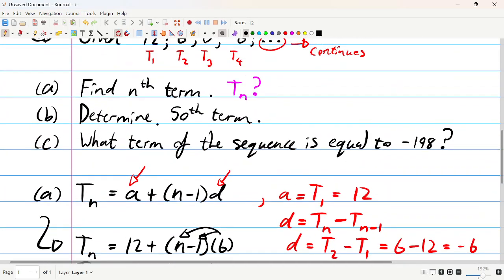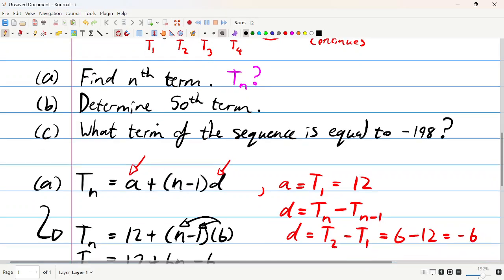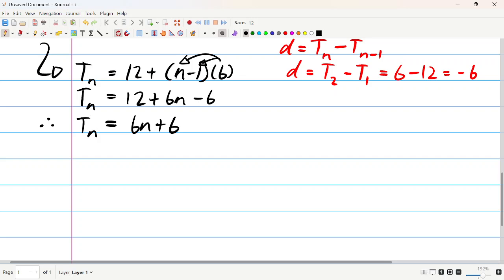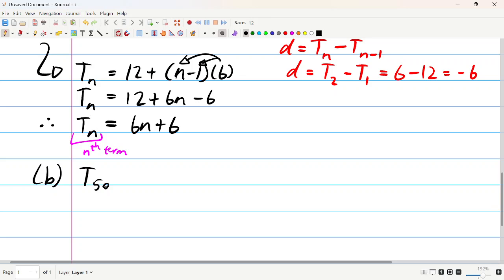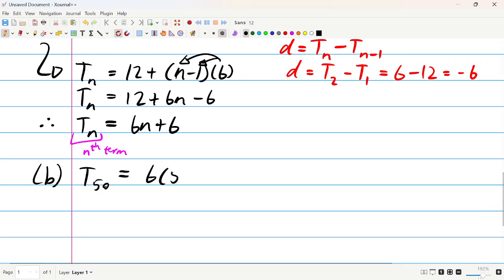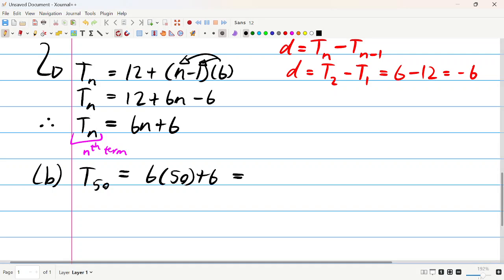For the next question, we need to determine the 50th term. So what do we notice? We found the nth term. Remember that this is the nth term. So we need to find the 50th term. So what is that telling us? That B is when we find T50. And what did we just do? We replaced n with 50, meaning in our equation, because we replaced n by 50, we'll do the same thing on the other side. So therefore, 6 multiplied by 50 plus 6. And we know that 6 multiplied by 50 is just going to be equal to 300 plus 6, which is 306.